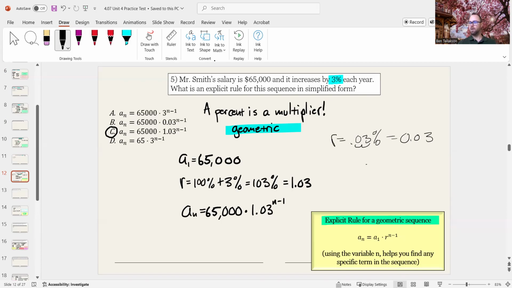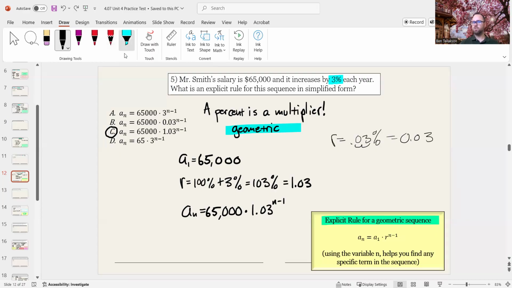Wait a second, think about that realistically. If you were making 65,000 a year, would you want to multiply that times 0.03 and that be your new salary? I don't think so. You would be experiencing a dramatic pay cut to the point where you would quit your job. So he's getting a raise, right?